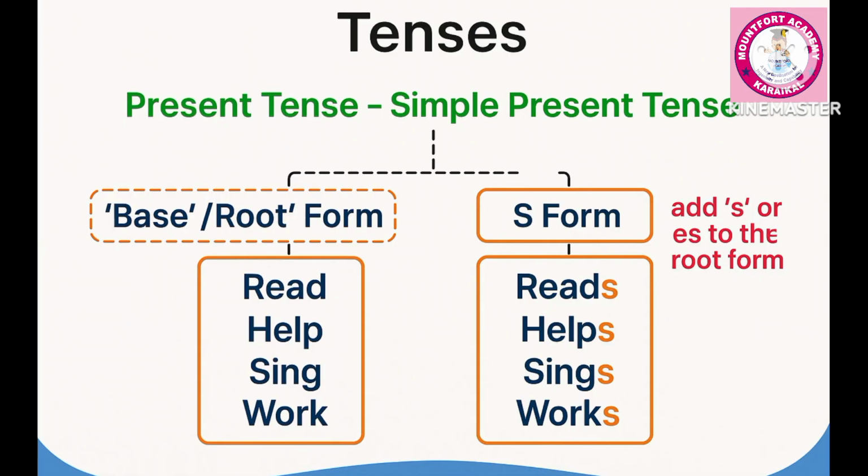Simple present tense verbs are either in the base form or the s form. Verbs like read, help, sing, work, etc. are in the root form. Whereas when we add s or es to such verbs, they become s-form verbs. Read, reads, help, helps, work, works, sing, sings.